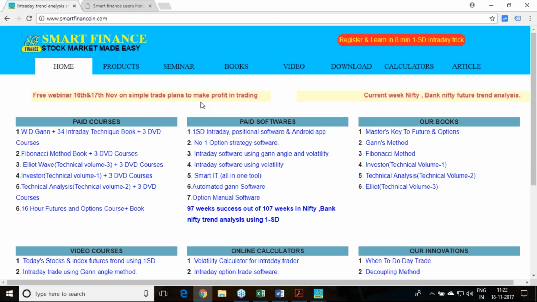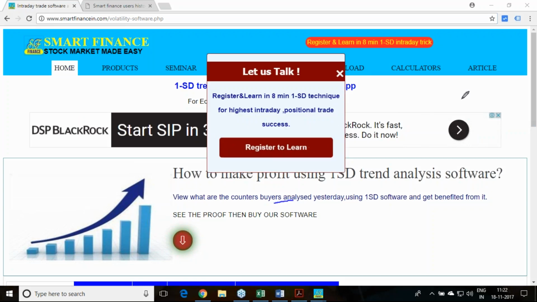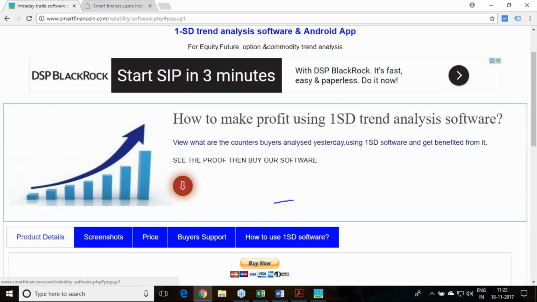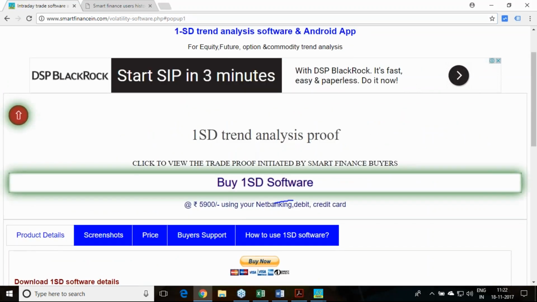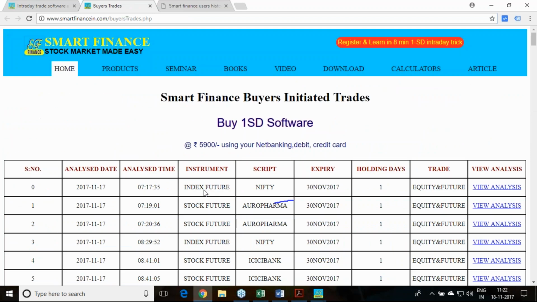And here we are also publishing backdated data on this particular product page, which can give you more idea about how One Standard Deviation works. If you look into our website and go to this product page, we have given what counters our software buyers analyzed yesterday. Yesterday, the previous day, what counters were analyzed by our buyers, that information you can get here. You just have to click here and go for these proofs.